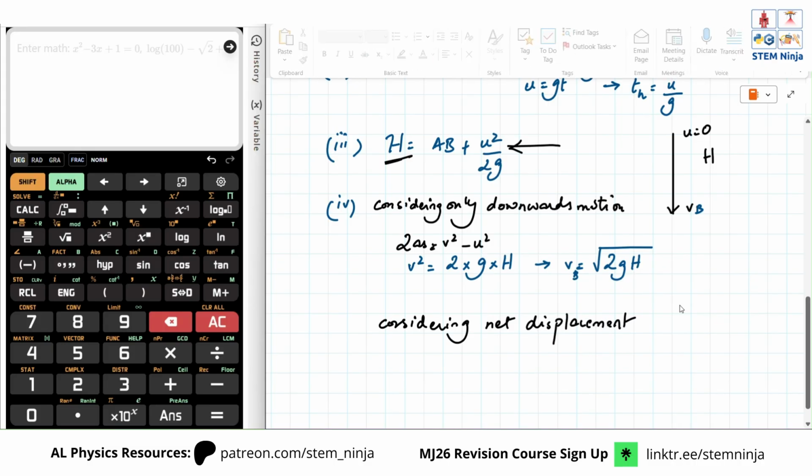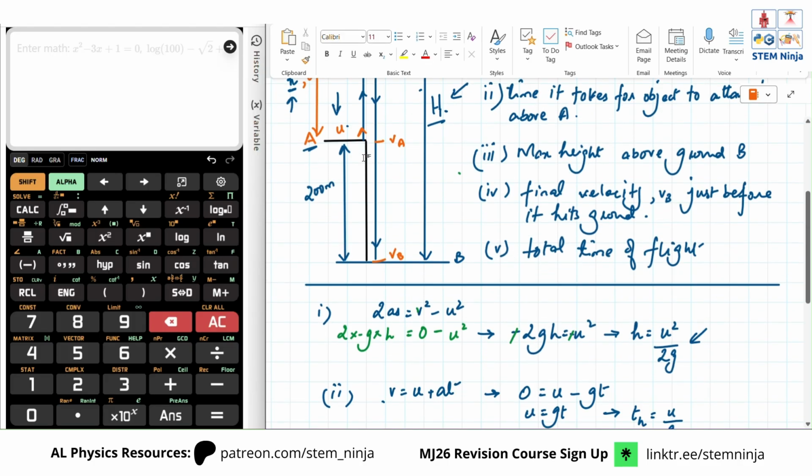So net displacement, we talked about it in the last video also. This would be the net displacement in the negative direction, which is going to be minus AB. We use the value 200, but let's forget about it for a minute. So this is A, this is B. Net displacement would be in the opposite direction from A to B, so minus the distance between A and B.